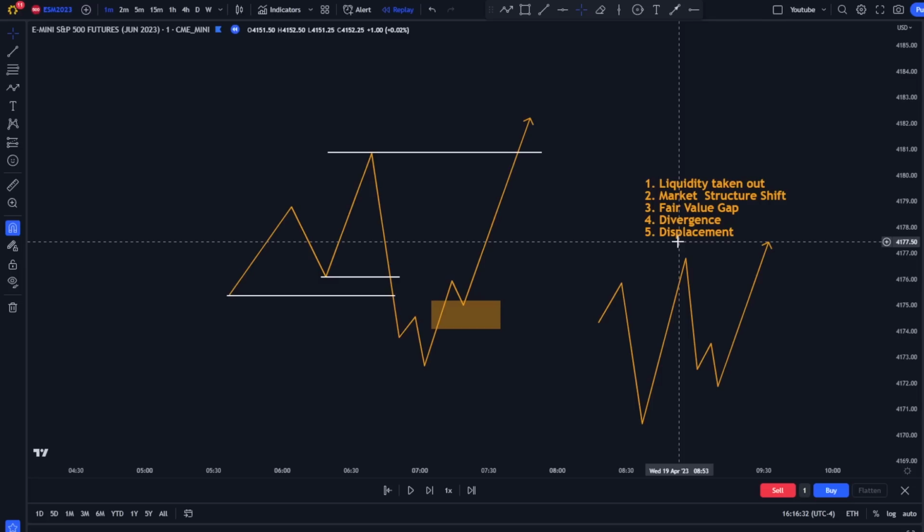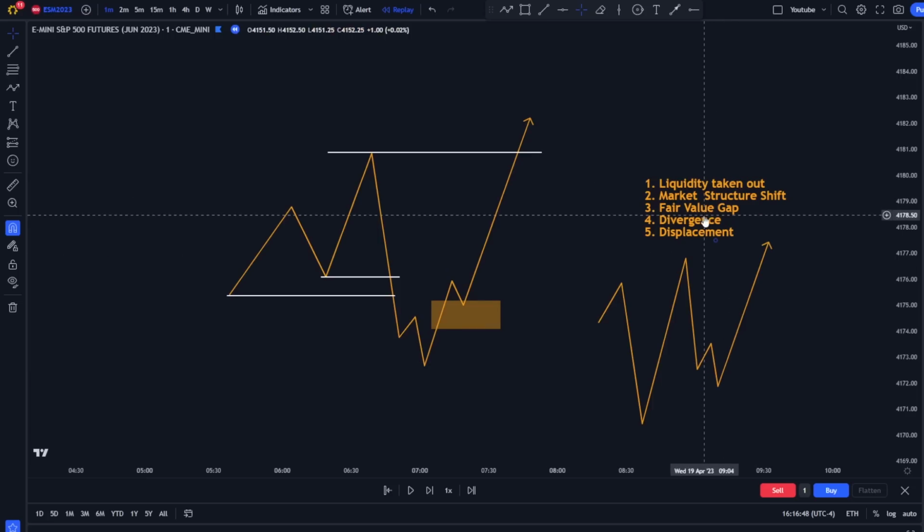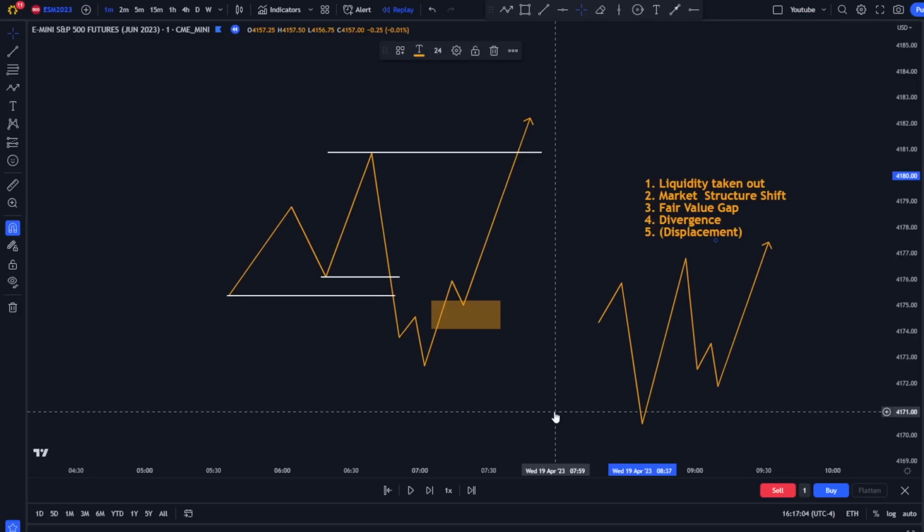Displacement is once again another confirmation, so you get a higher win rate. Now, I don't always wait for every single confirmation here, like the divergence and displacement. Sometimes I just wait for divergence. And if I see also displacement, you can put more in, because if I see displacement, it usually means that this is really gonna happen and I put more in.